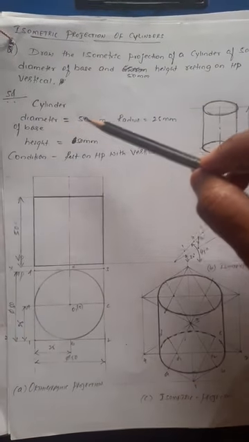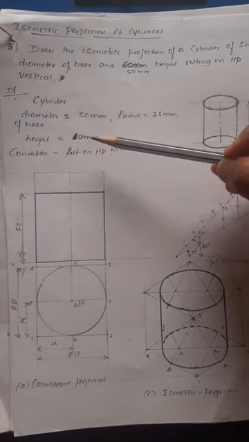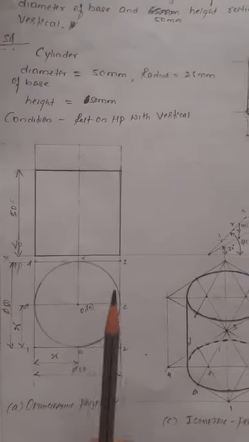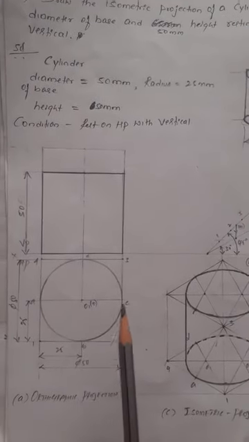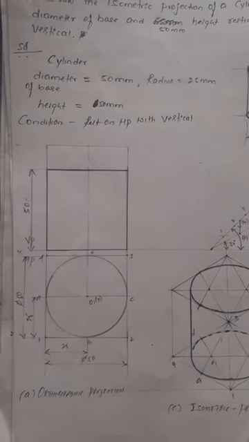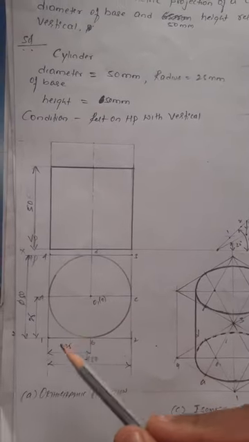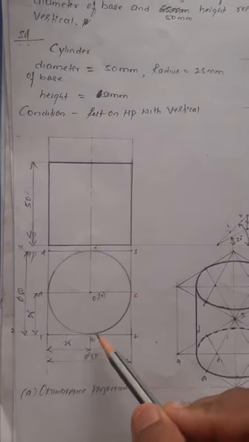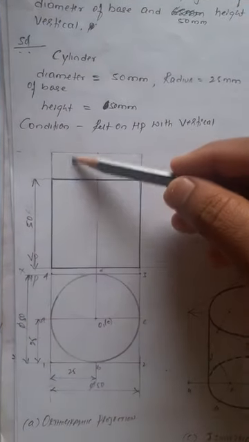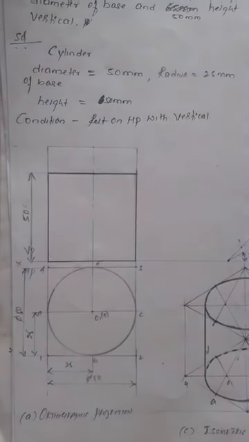Cylinder of diameter of base is how much? 50 mm, the radius is how much? 25 mm, height is 50 mm. What is the condition? Rest on HP with axis vertical. Now in the cylinder, if you view from the top view, what shape is it? It is a circular shape, right? Okay, then bound by the square box, then give the dimension. In the front view, it also looks like a rectangular box. How much is the dimension? 50 mm.